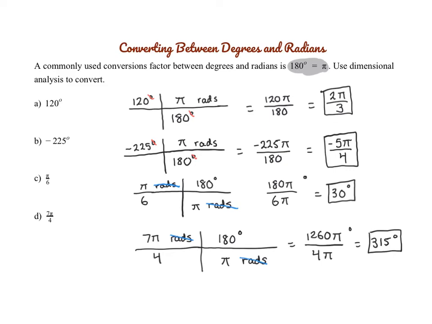So again, as long as you know your conversion factor, that 180 degrees is equal to pi radians, you can always convert from one to the other whenever you want. Just remember, when you're setting up the dimensional analysis, it's just like any other fraction. Something cancels out if you see it in the numerator and the denominator.